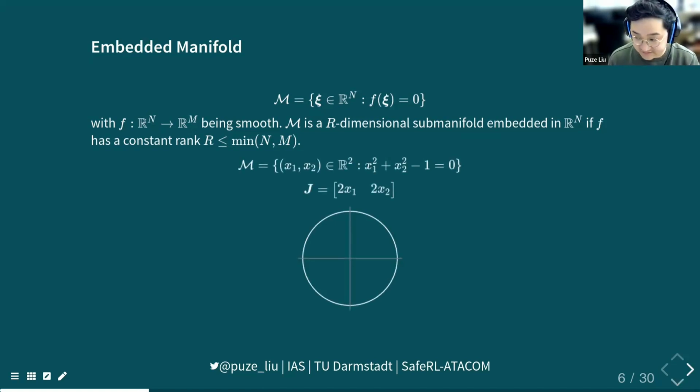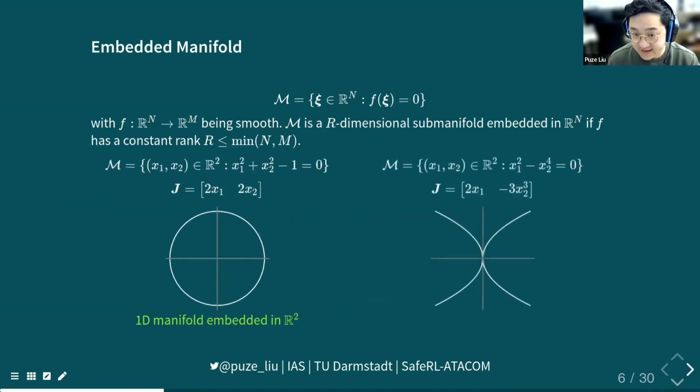For example, a unit circle, where we can define the constraint to be x1 squared plus x2 squared minus 1 equals 0. And if you look at the Jacobian, which is 2x1 and 2x2, on the manifold you can ensure that the Jacobian always has rank 1, which ensures that the circle is an embedded manifold, a 1D manifold embedded in R2.